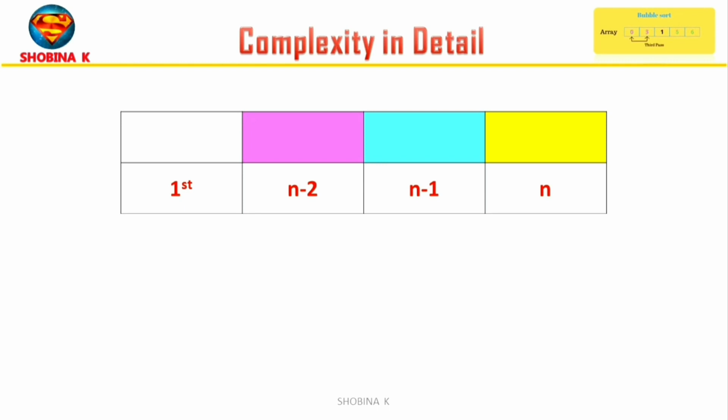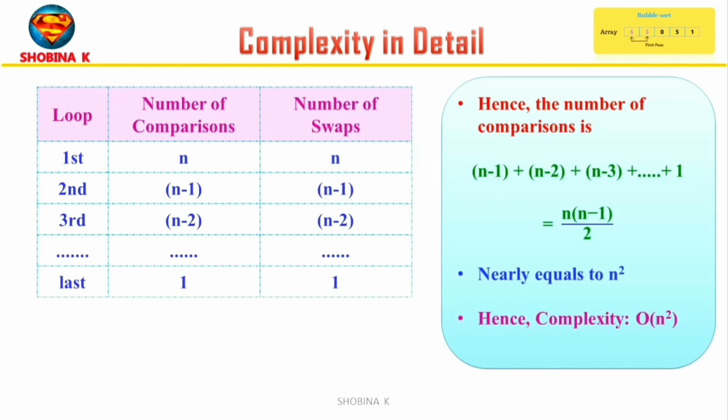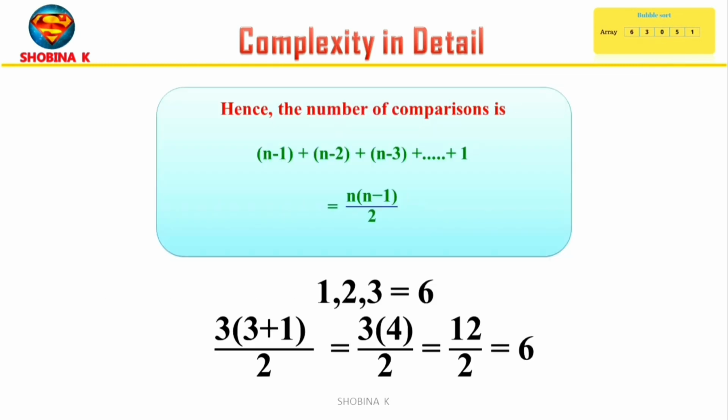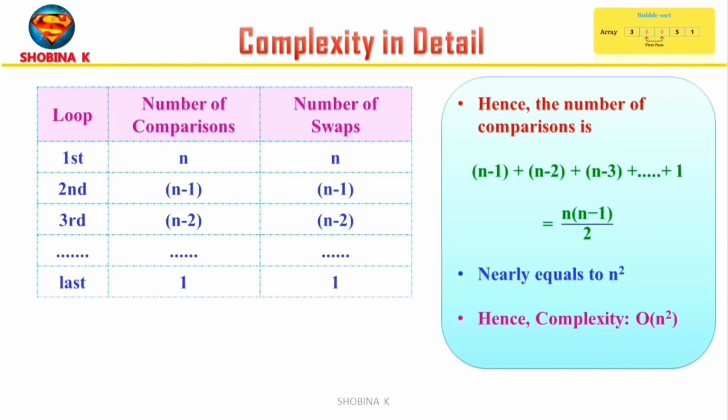And if I keep summing the swaps, I will have n into n minus 1 by 2. For example, if you have 3 numbers, that is 1, 2 and 3, on simplifying this, we get 12 by 2, which is 6, which is nothing but order of n square. Because of this structure, where you can have at most n comparisons in the first iteration, the worst case complexity is order of n square.